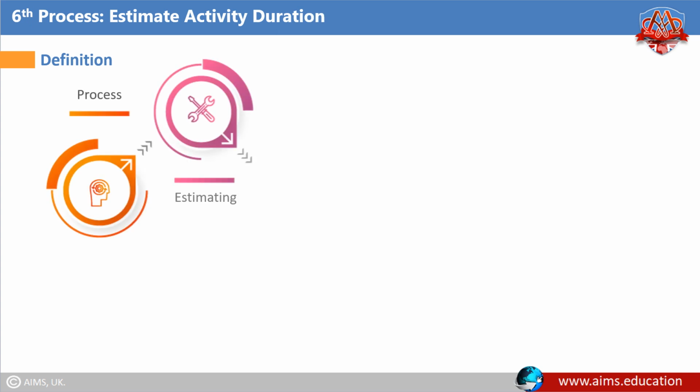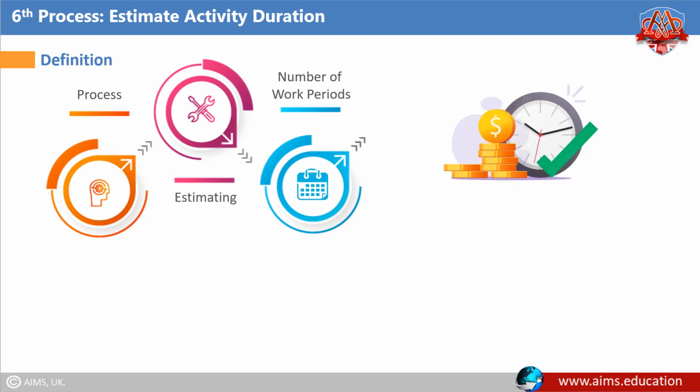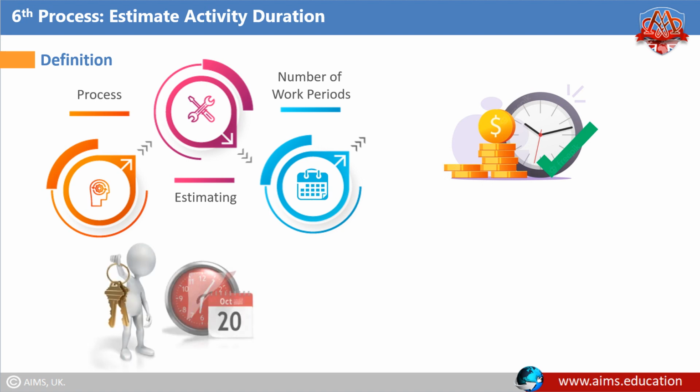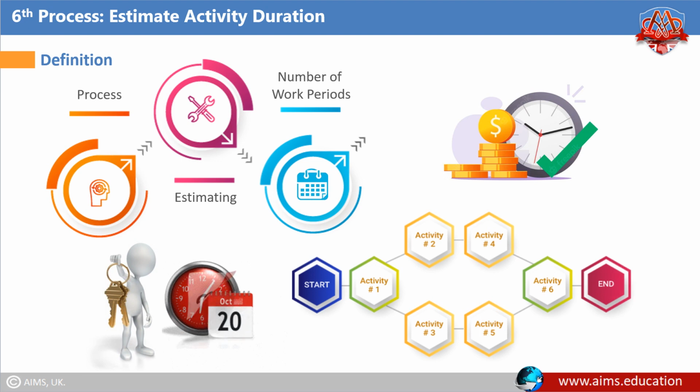Estimate activity durations. This process estimates the number of work periods needed to complete individual activities with estimated resources. Work periods are usually expressed in hours or days. The key benefit of this process is that it provides the amount of time each activity will take to complete, which is a major input into the develop schedule process.